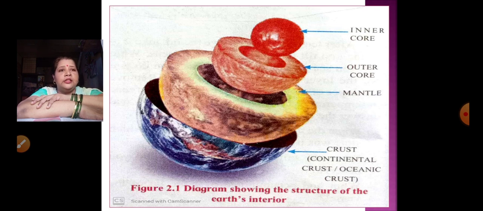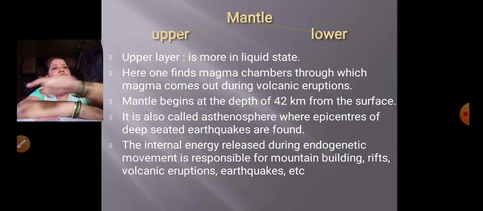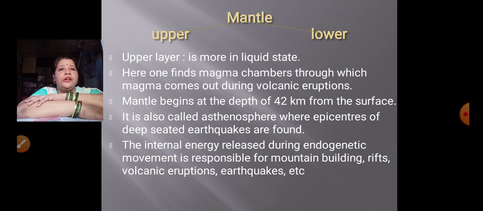Now children, let's learn about the other interior part of the Earth. Just below the Earth's crust, at the depth of 42 kilometers, there is another layer called the mantle. Now this mantle is the layer just below the crust. It is divided into two parts, upper mantle and lower mantle. Let's learn about the upper mantle first. Upper mantle is more in liquid state. If you see the upper mantle over here, you'll find that it is more in liquid state.